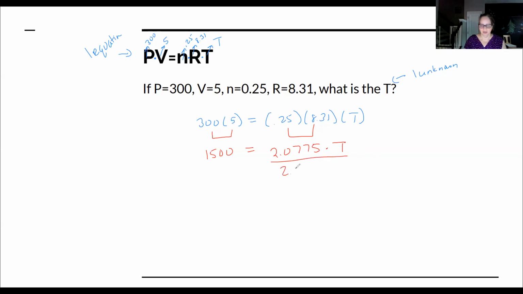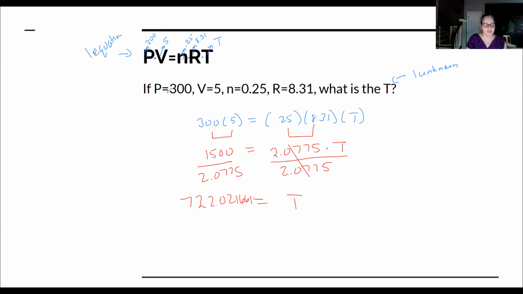This is connected by multiplication, so I'm going to divide. What I do to one side, I do to the other. So on the right side, that 2.0775 divides out and becomes 1. And on the left side, 1500 divided by 2.0775 gives me 722.021661. This is our calculator answer.